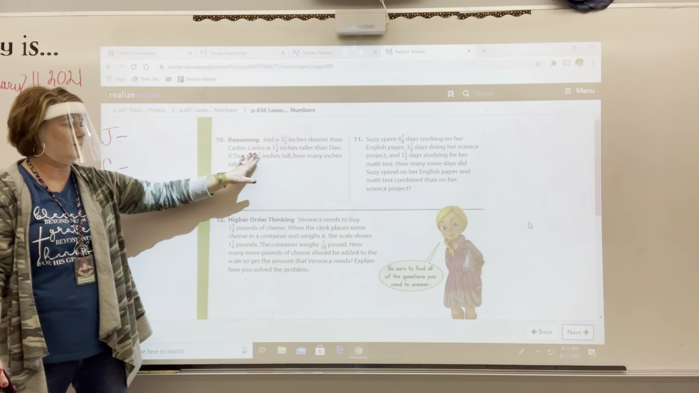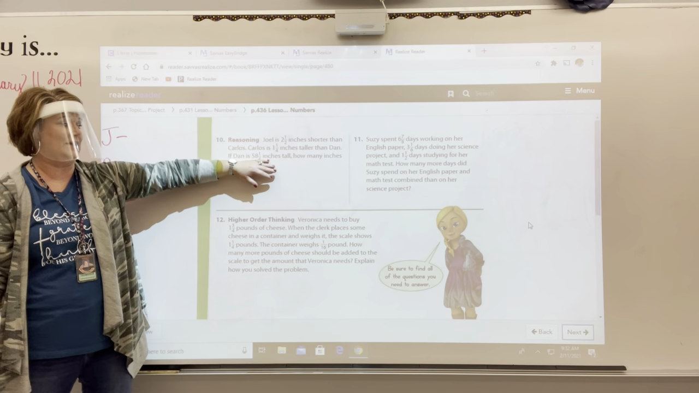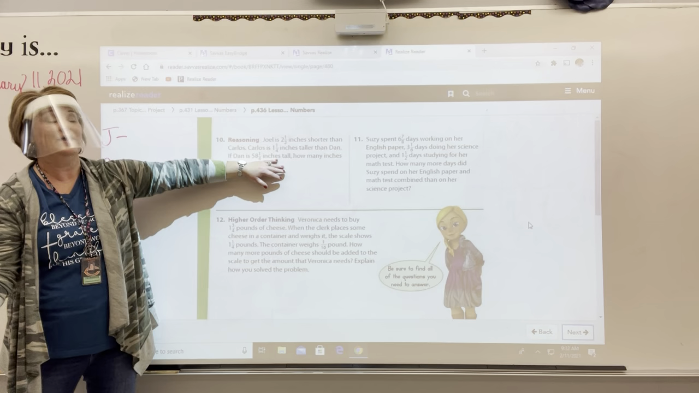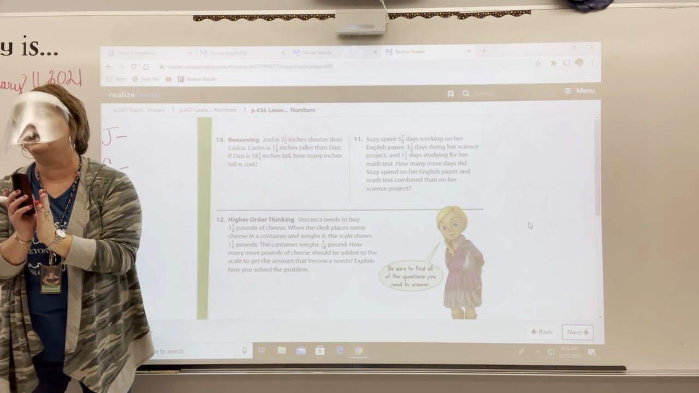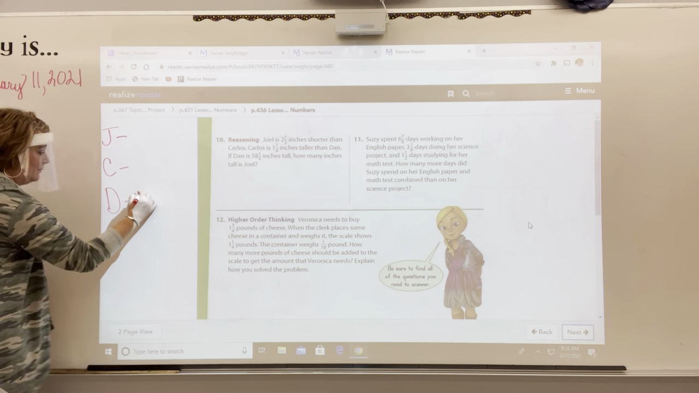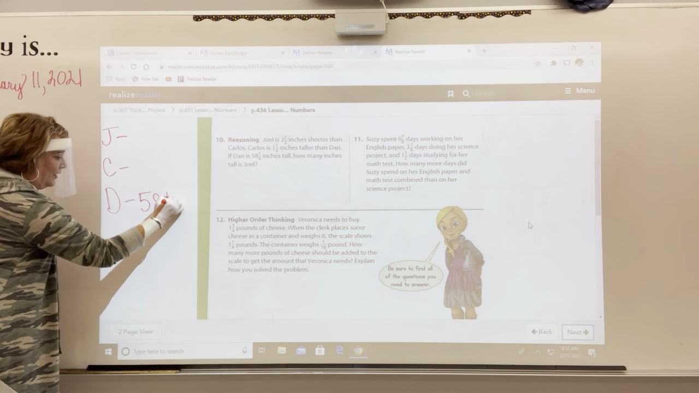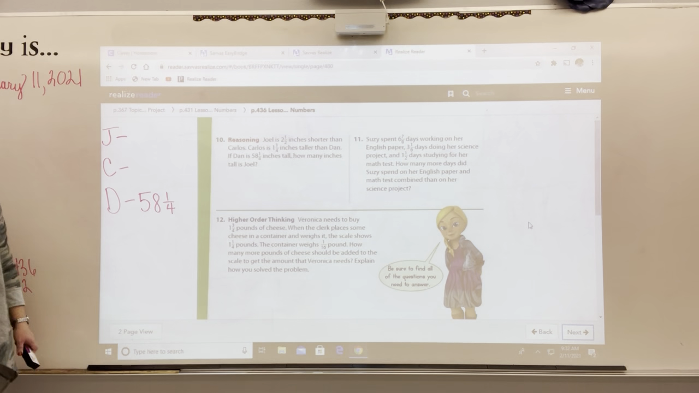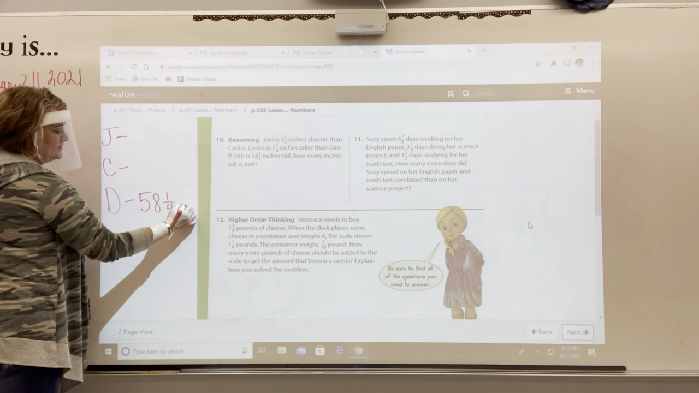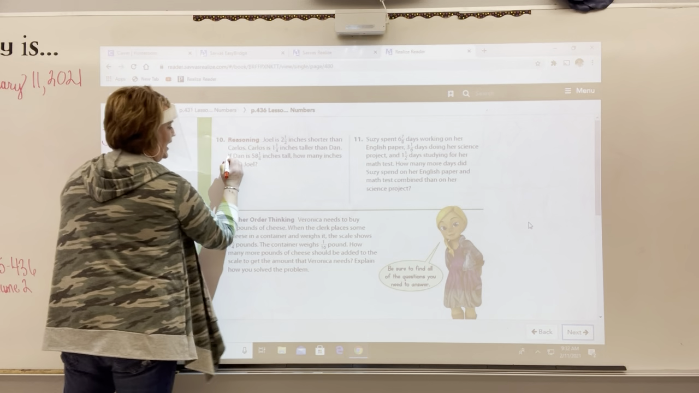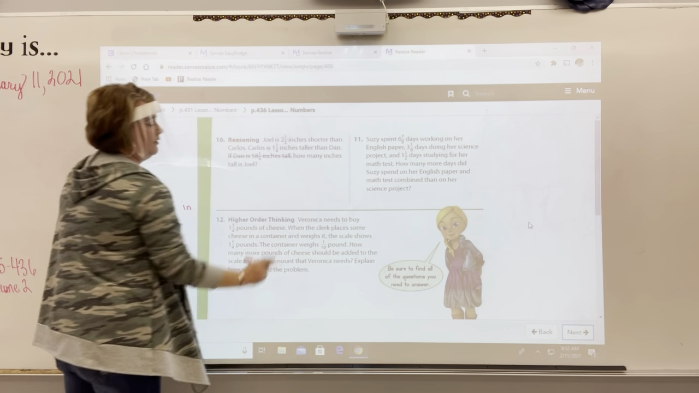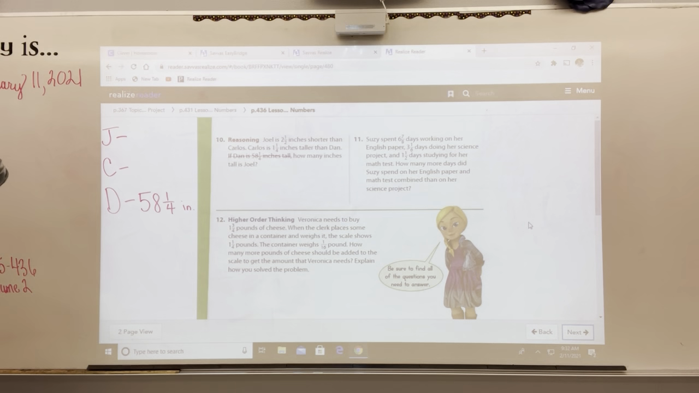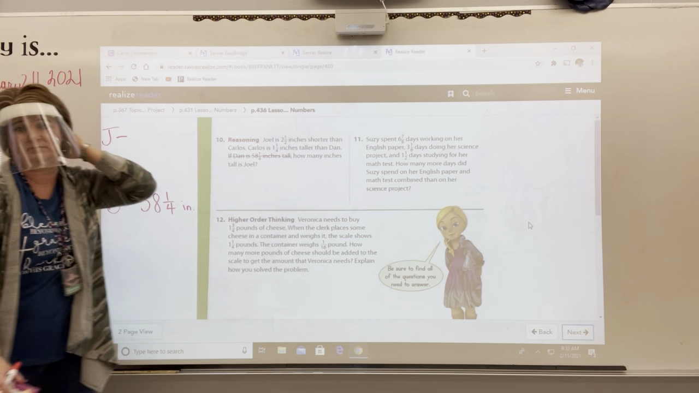So I'm going all the way to the end. What does it tell me about Dan right off the bat? That he's 58 1/4. Hallelujah. It told me how tall Dan is. So come over here to Dan and put 58 1/4. And this is inches, so I'm putting inches there. And I'm going to lightly mark him out, lightly. And I'm working backwards to my problem.